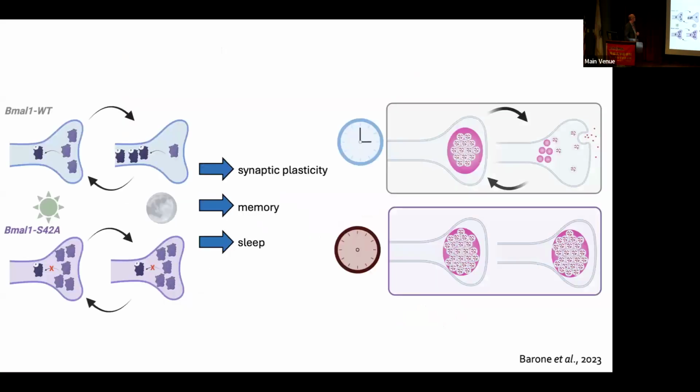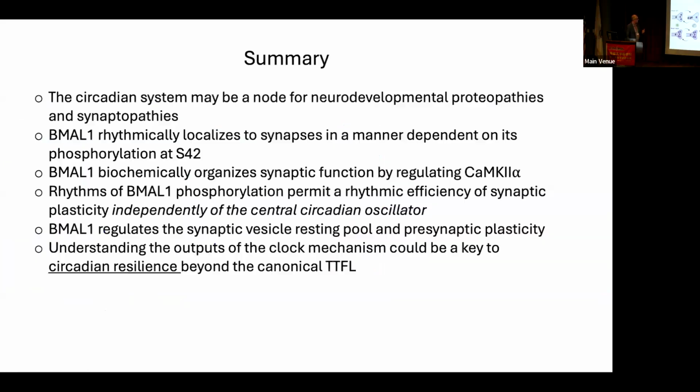Okay, so what I've told you is that the BMAL protein is found in synapses. It has a rhythm dependent on its phosphorylation, which seems to organize synaptic plasticity, memory, and sleep, among probably many other things. And we believe that it has roles on both postsynaptic and presynaptic side. The postsynaptic part is published. The presynaptic side, we're currently writing up the manuscript, and hopefully that'll go okay.